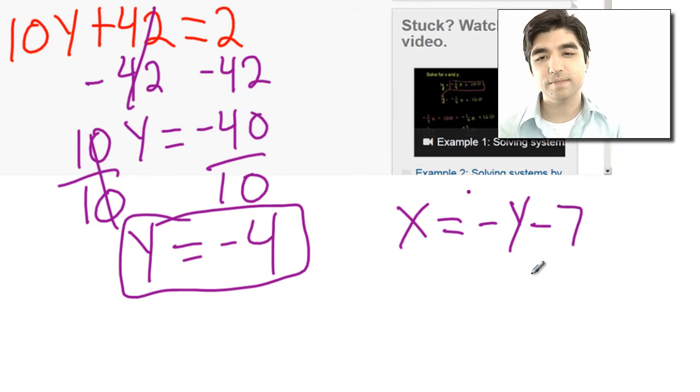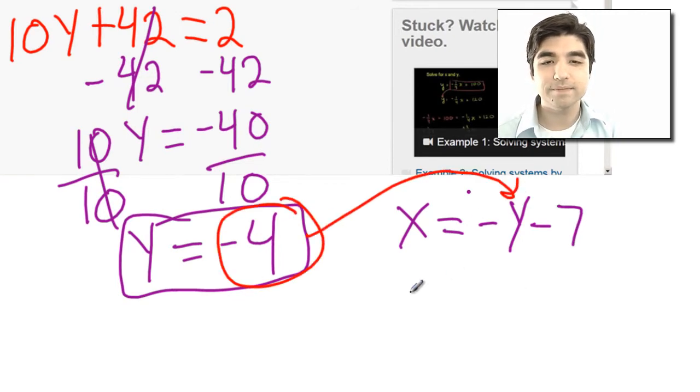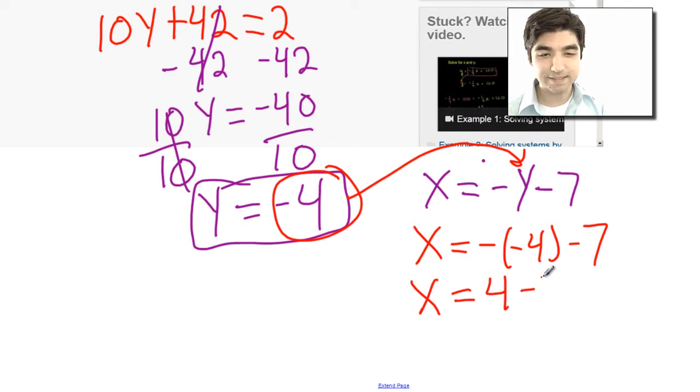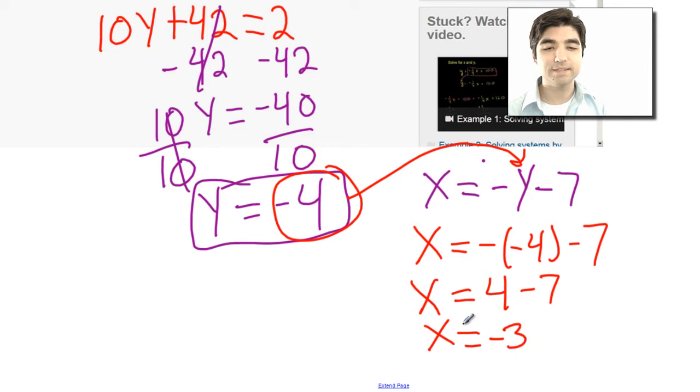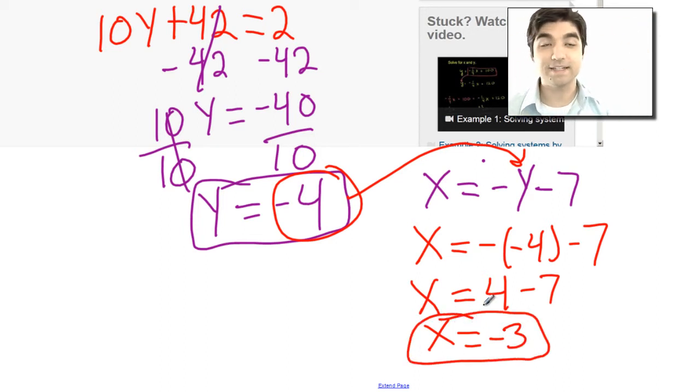Negative y minus 7. Okay. Then we take this negative 4 and plug it in for the y. So we have x equals negative 4 minus 7. A negative and a negative equals a positive, minus 7. So then x equals 4 minus 7, which is negative 3. Woo! Got it. So x equals negative 3, y equals negative 4. And that is solving using the substitution method.